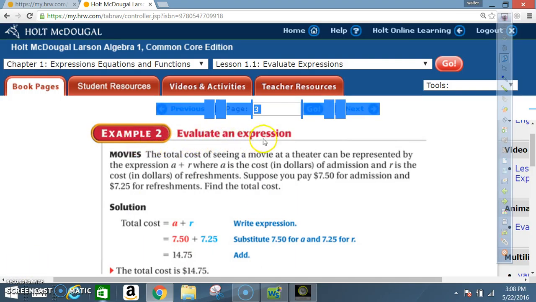Example 2, evaluate an expression. Movies. The total cost of seeing a movie at a theater can be represented by the expression A plus R, where A is the cost in dollars of admission, and R is the cost in dollars of refreshments. Suppose you pay $7.50 for admission and $7.25 for refreshments. Find the total cost. Solution. Total cost is the expression A plus R. Substitute $7.50 for A and $7.25 for R. Then add. You should come out with $14.75. The total cost is $14.75.